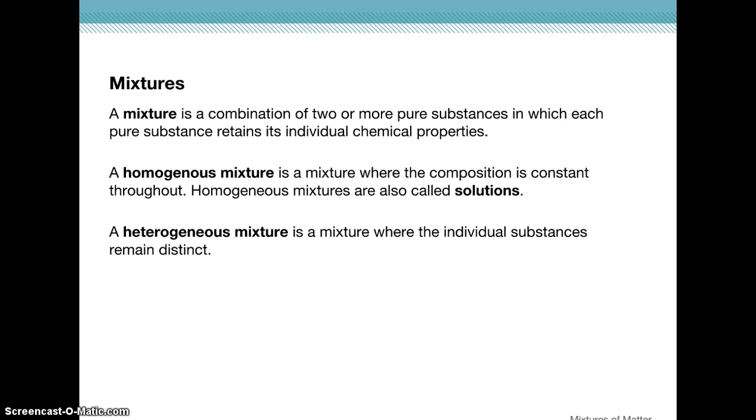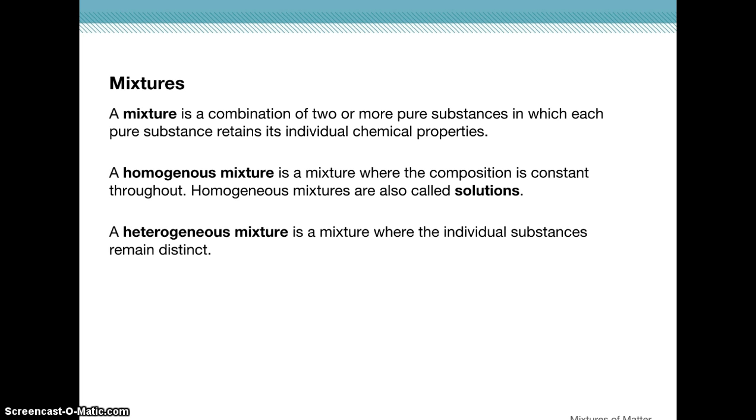And we have two different types of mixtures that we're going to be looking at. A homogeneous mixture is a mixture where the composition is constant throughout. We call those solutions. You can tell something is a homogeneous mixture because if you were to take a bunch of samples, all of those samples would be the same. You can't see the different parts. It's all completely uniform throughout the mixture. So salt water is a good example of that.